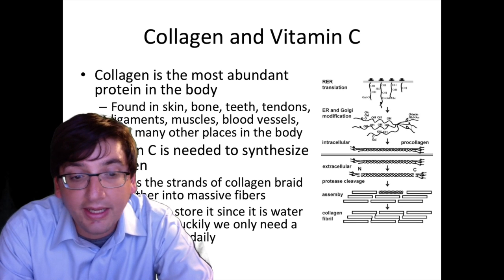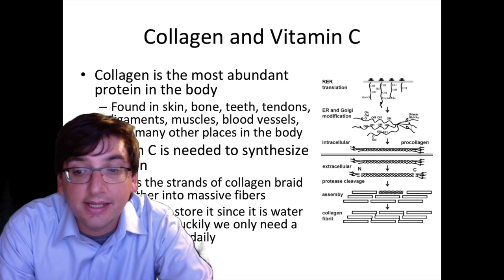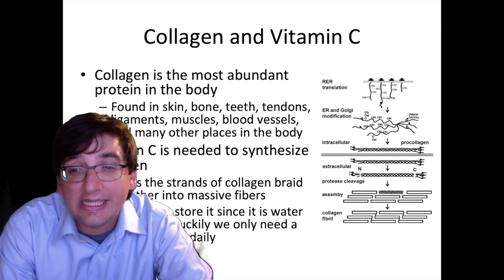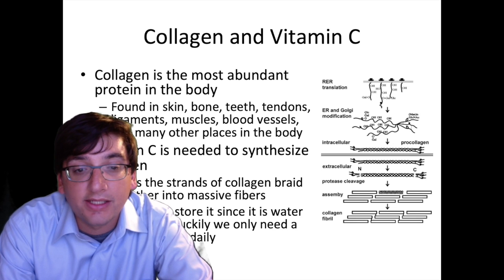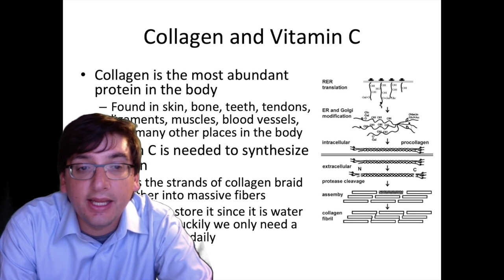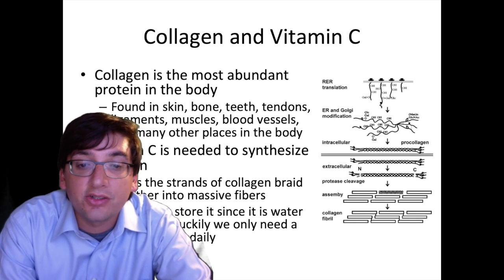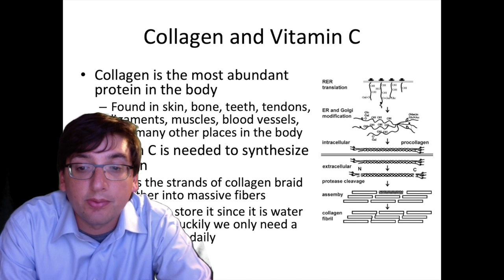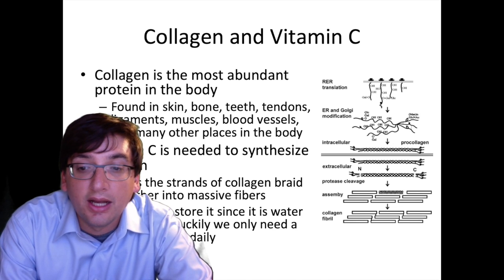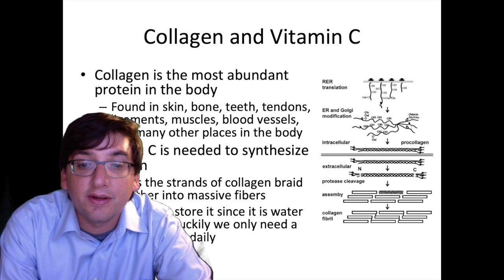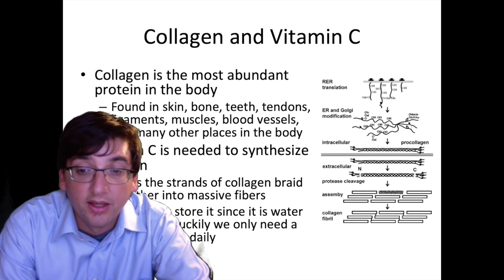And that braiding process actually is accomplished with the assistance of vitamin C. People with a lack of vitamin C eventually start to have problems synthesizing these collagen braids, which you really need in order to make all your tissues really strong. The deficiency of vitamin C is called scurvy.